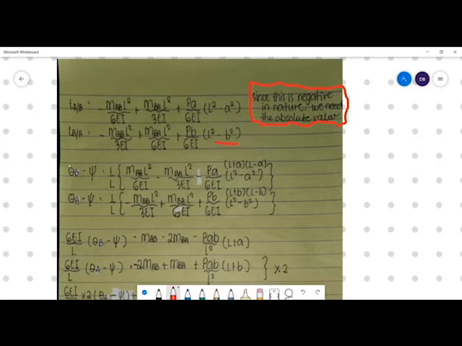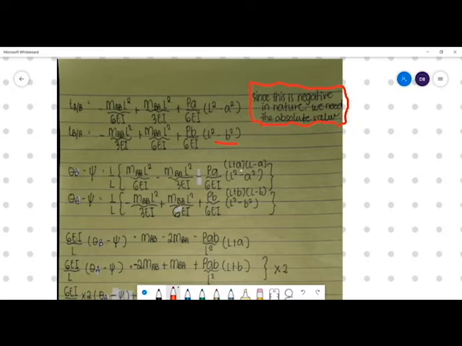And then, substituting it into what we got, theta B minus psi is equal to 1 over L times M sub AB L squared over 6EI, minus M sub BA L squared over 3EI, minus PA over 6EI times L squared minus A squared.